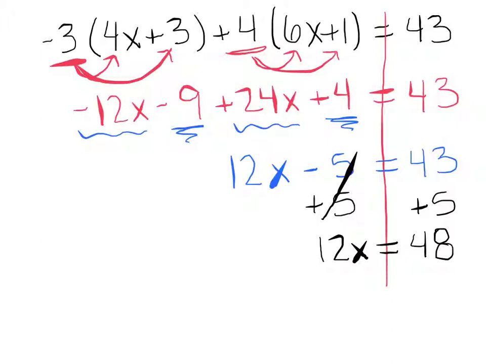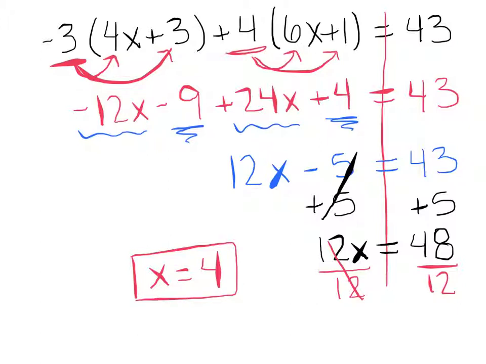Alright, one last step to do. We have to undo 12, and that's 12 times x, so we're going to undo by dividing both sides by 12. 12 over 12 becomes 1, so we can cancel those out. We're left with x equals 48 divided by 12, which in this case is 4.